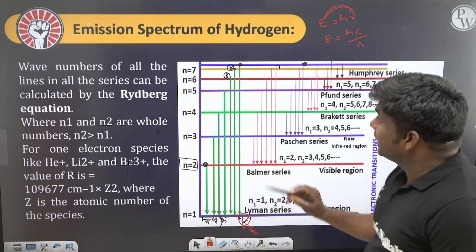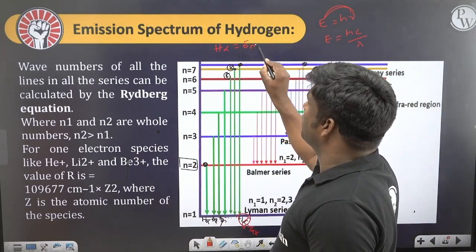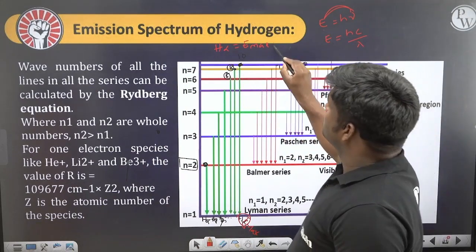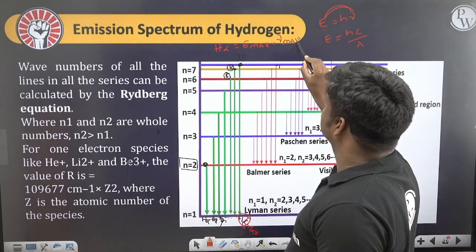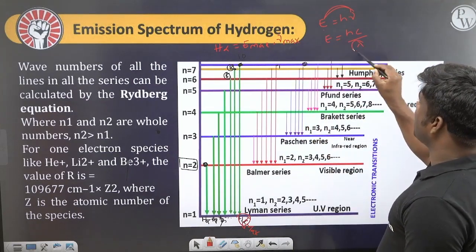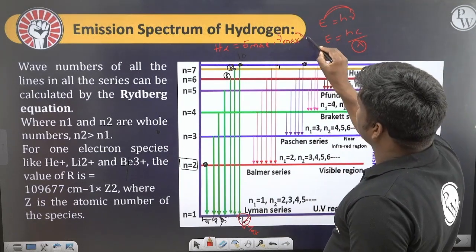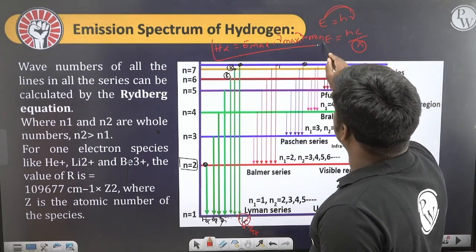So E max. For the H infinity line, energy is what? Maximum. It releases maximum energy. E and nu are directly proportional, so nu is also maximum here. And E and lambda are inversely proportional, so lambda is minimum for this one. Lambda is minimum. This is a very, very important thing.